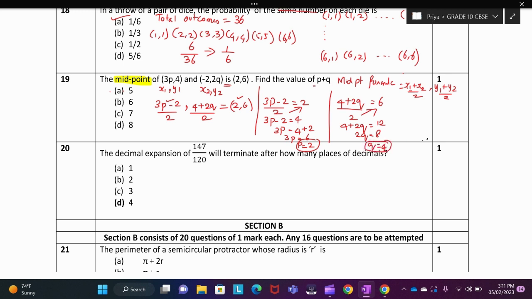So now what is required? P plus q. So p plus q is equal to 2 plus 4, that is 6, which is option B.